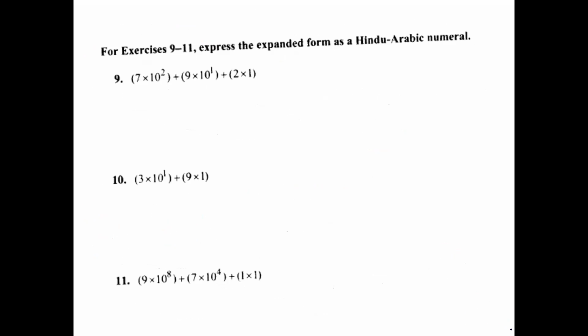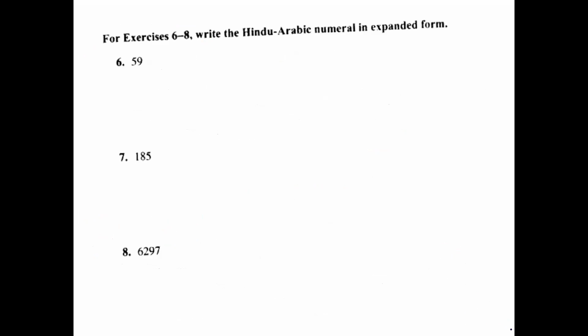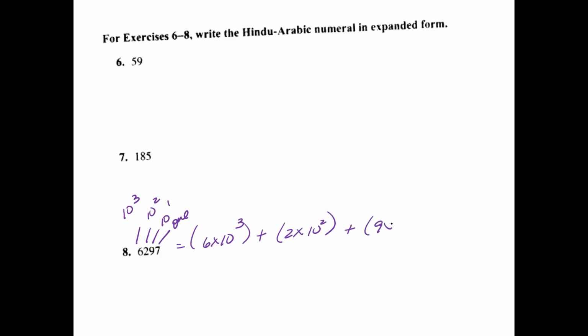Okay, so now I'm going to go ahead and practice writing this in expanded form. So I'll go over number 8 with you guys. If you're going to do this into expanded form, this one is in the 1's position. This is 10 to the 1, 10 squared, 10 to the 3rd. So we're going to have 6 times 10 to the 3rd, plus 2 times 10 squared, plus 9 times 10, plus 7 times 1.